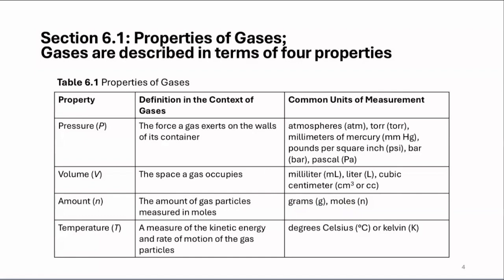Lastly, temperature is a property of gas that specifically measures the kinetic energy and rate of motion of gas particles. It can be measured in Celsius or in Kelvin, but if the temperature of a gas is given in Celsius and a calculation needs to be performed, Kelvin is the one utilized for calculations. So if Celsius is given, it needs to be converted to Kelvin in order to do a calculation for gas properties.